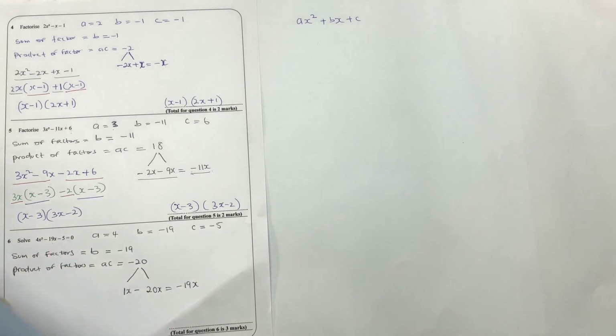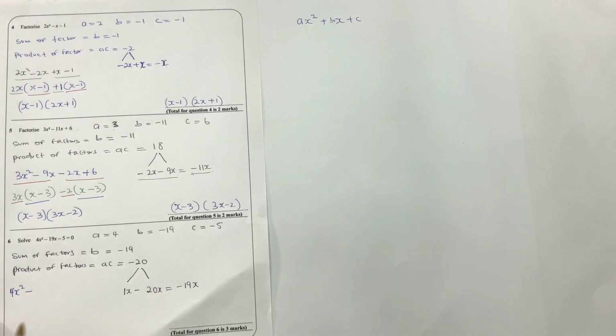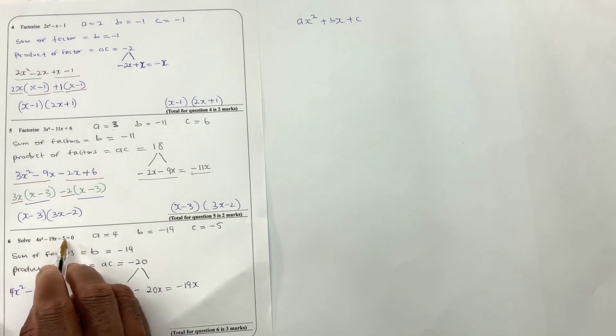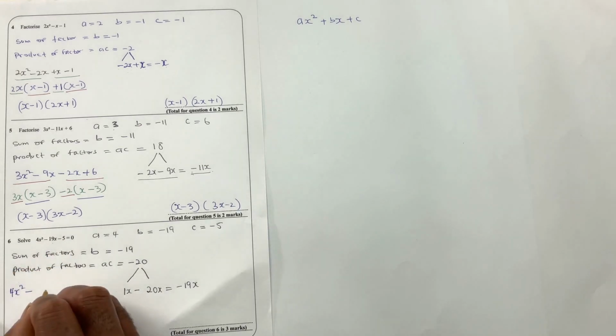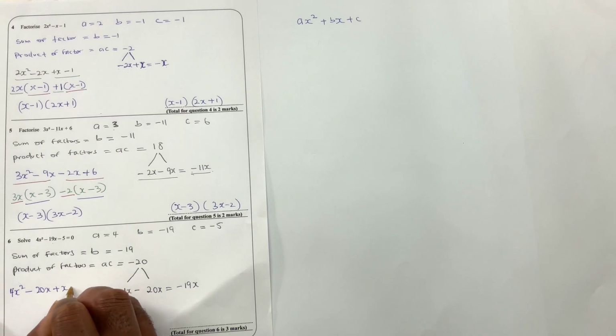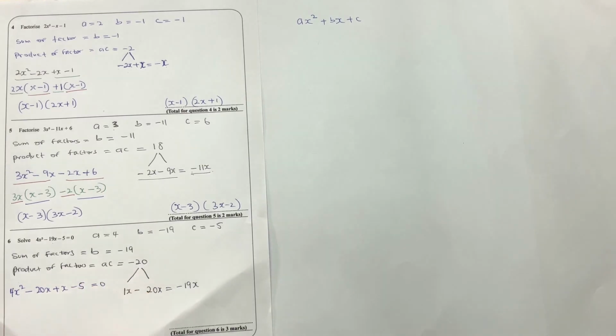So all I need to do now is come back here, 4x squared minus 19x. It doesn't matter whether I put 20 or not, because 20 goes with 4x, 20 goes with 5. So I could put minus 20x plus x minus 5 equal to 0.